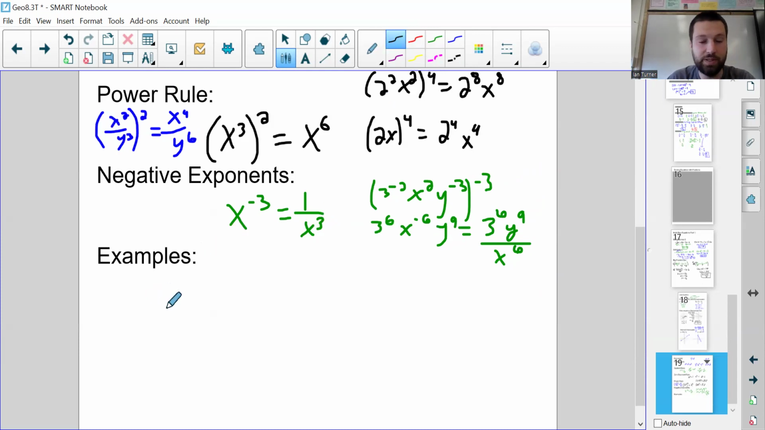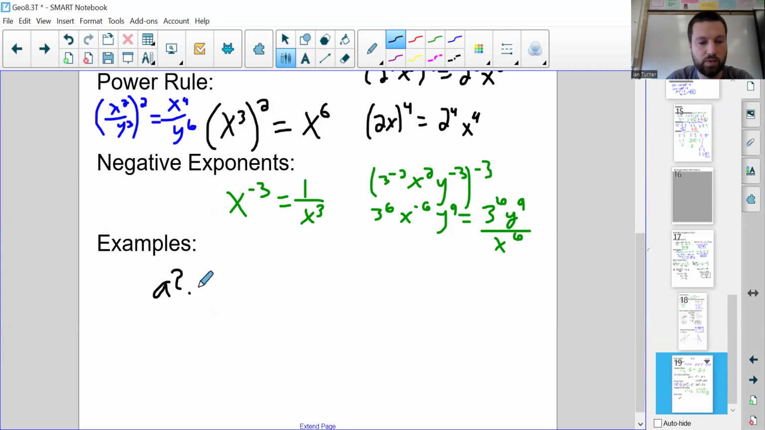So we could have something simply like a squared, to a to the 3rd, another a squared, let's do something to the 4th. Okay, these are all being multiplied. They're all in A, so we can just add all these up. So 2 plus 3 plus 2 plus 4. So what's that? 11. So this would just be A to the 11th, okay? So you could do something simple like that.